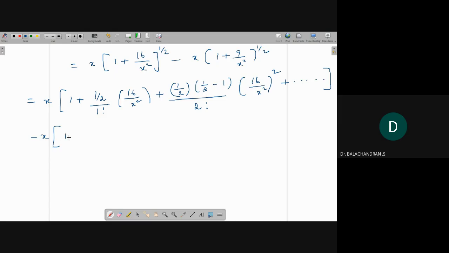Again 1 plus 1 by 2 divided by 1 factorial into 9 by x square plus 1 by 2 into 1 by 2 minus 1 divided by 2 factorial.